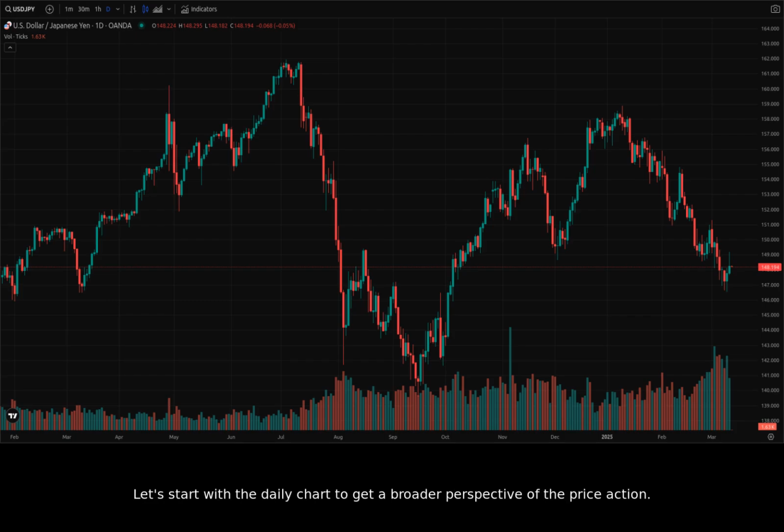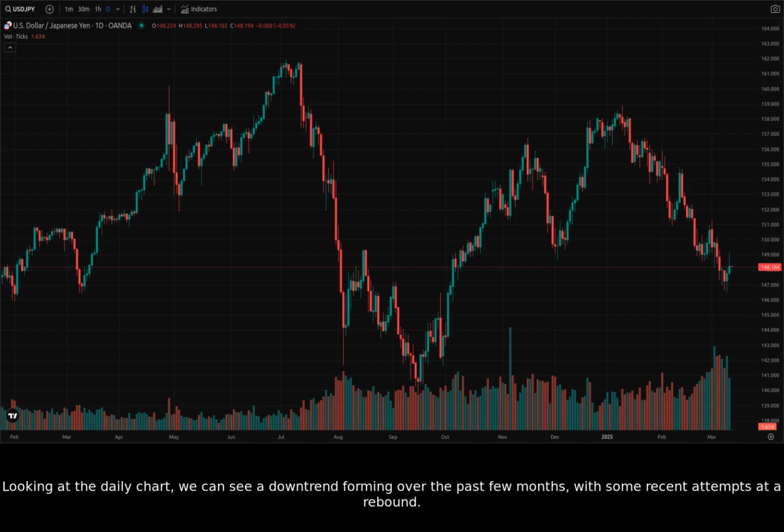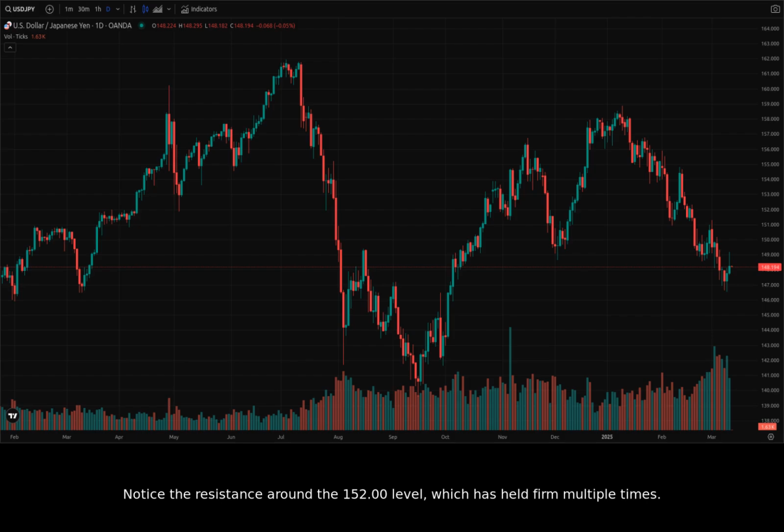Let's start with the daily chart to get a broader perspective of the price action. Looking at the daily chart, we can see a downtrend forming over the past few months, with some recent attempts at a rebound. Notice the resistance around the 152.00 level, which has held firm multiple times. Also, consider the support around the 146.50 to 147.00 level, which has been tested recently.